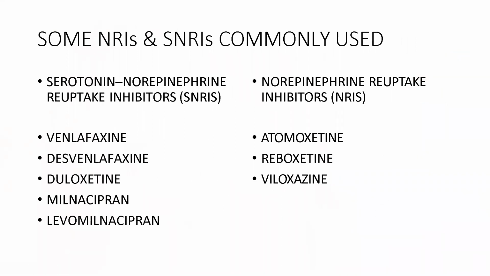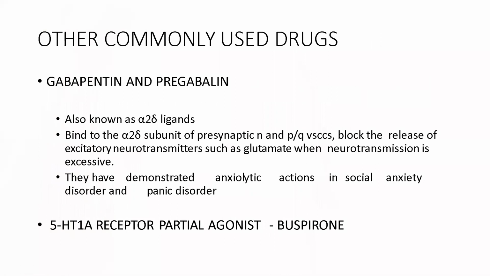Some NRIs and SNRIs are commonly used. As I told, some drugs have affinity to both receptors, serotonin and norepinephrine, and some norepinephrine reuptake inhibitors have affinity only to norepinephrine. The SNRIs are venlafaxine, desvenlafaxine, duloxetine, and levomilnacipran, whereas the norepinephrine reuptake inhibitors are atomoxetine, reboxetine, and viloxazine. So these are the few drugs commonly used.